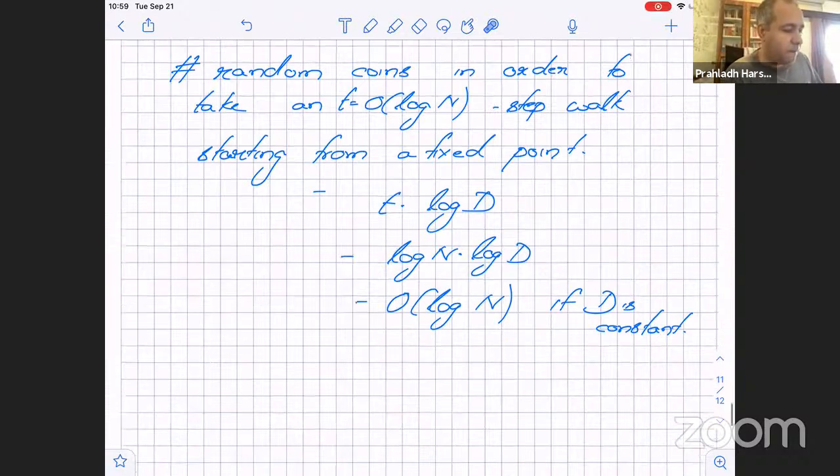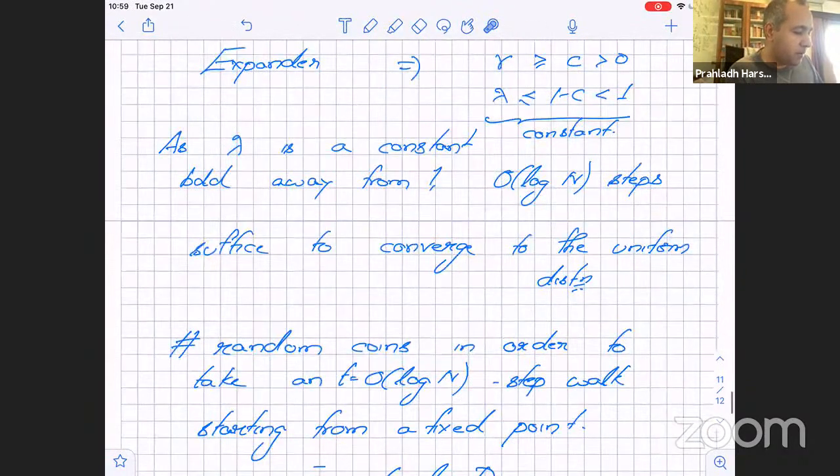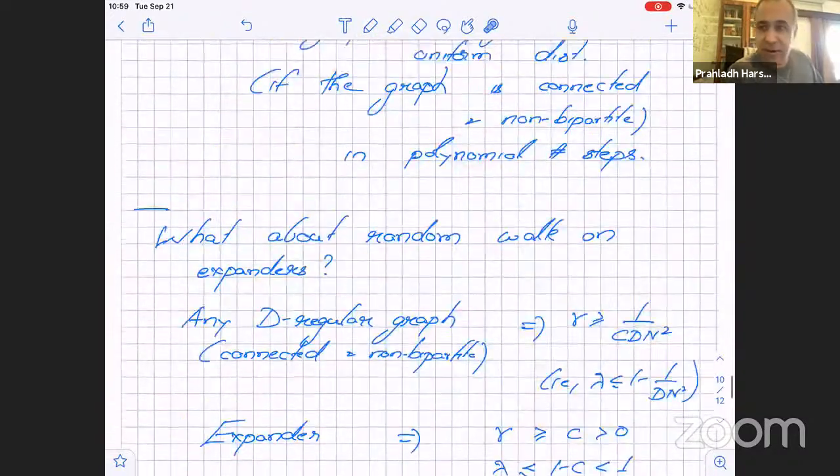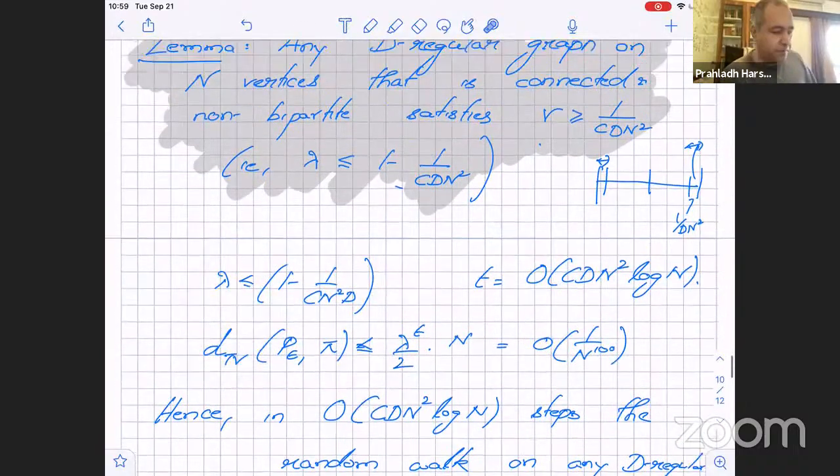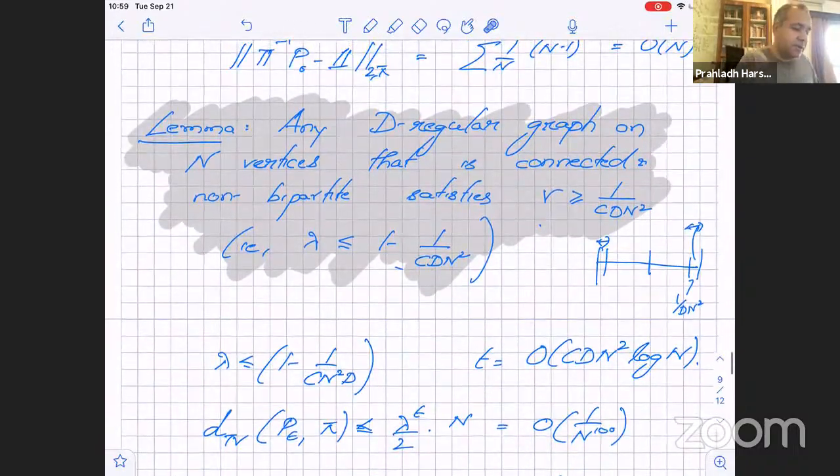Okay. I wanted to do one more thing. I won't have time to do it. Certainly I don't have just a minute more, I would need half an hour more. But the main takeaway is this particular theorem.